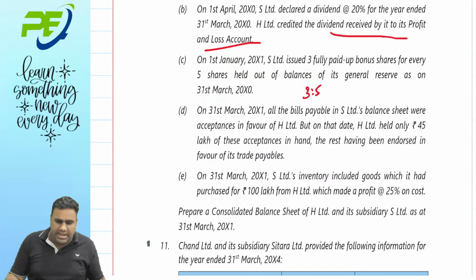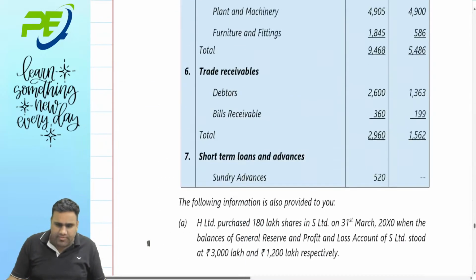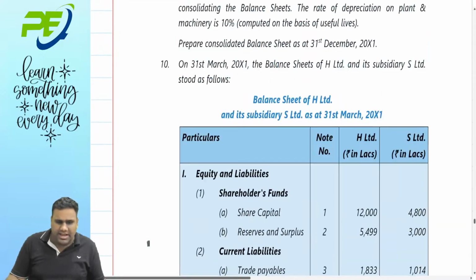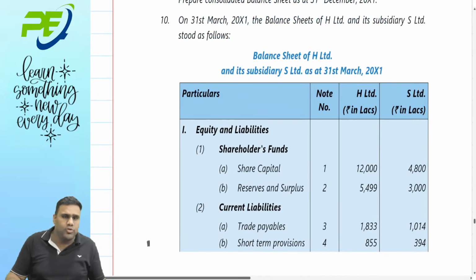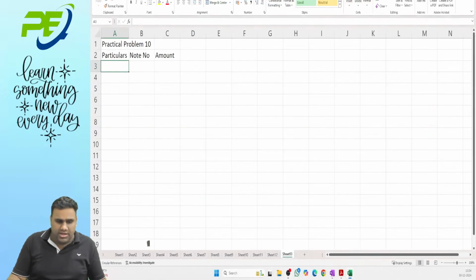So, consolidated balance sheet of H Limited and its subsidiary S Limited. We'll start the balance sheet. We'll have the CAM approach, what we have done so far. So, yes, how do I start?